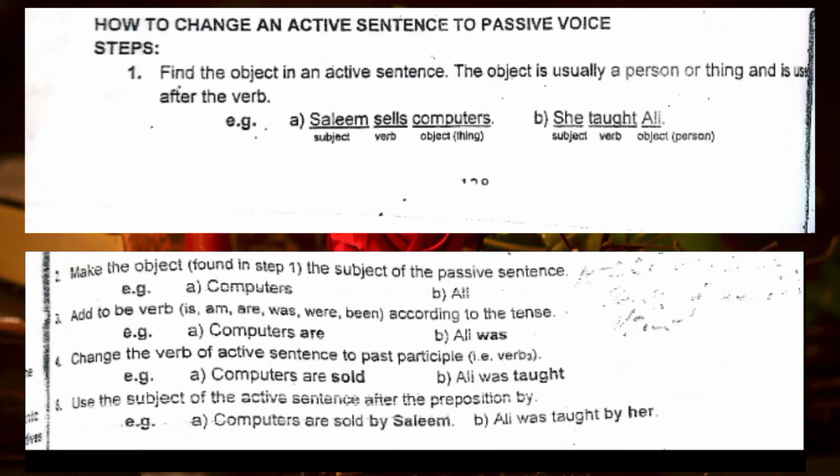Fourth step is to change the verb of the active sentence to past participle. What is past participle? Past participle is the third form of the verb. For example, we have see as the first form, saw as the second form, and the third form is seen. So the past participle means the third form of the verb. We add the third form of the verb after the helping verb. Computers are sold. Ali was taught.